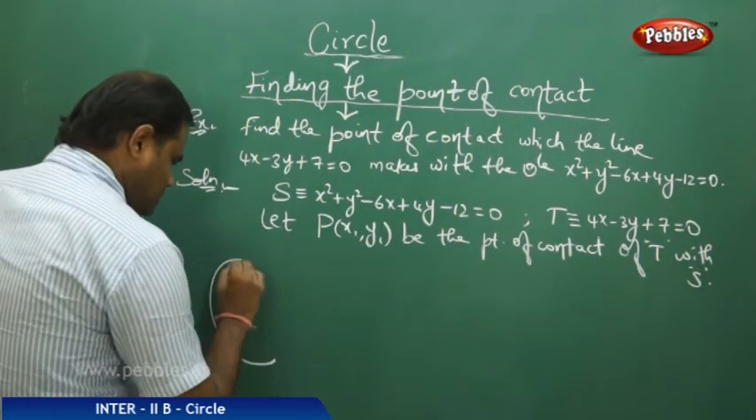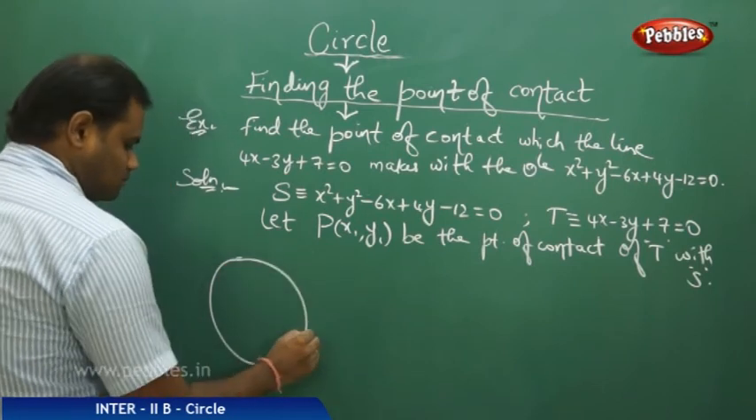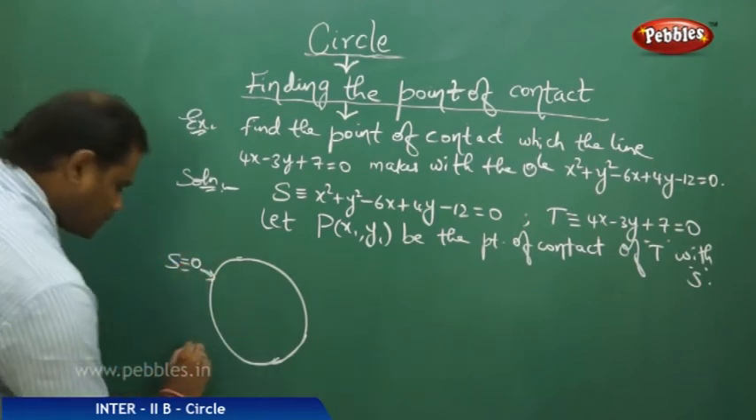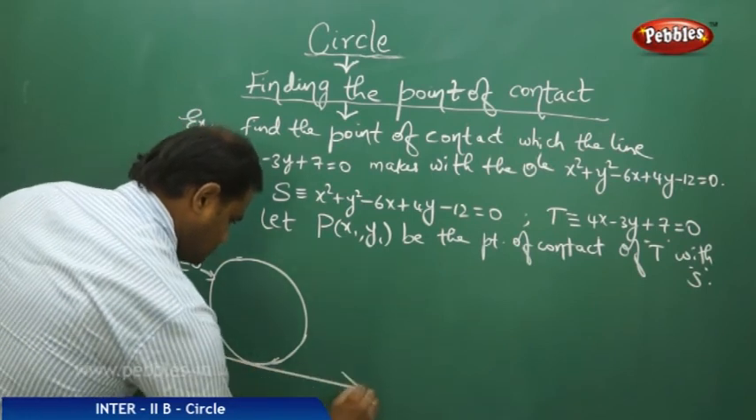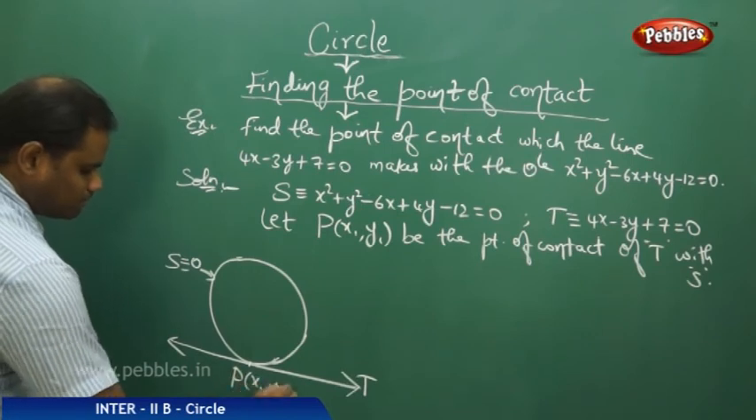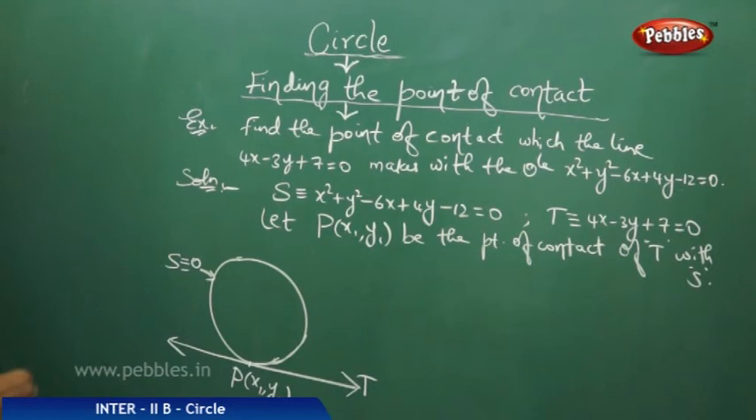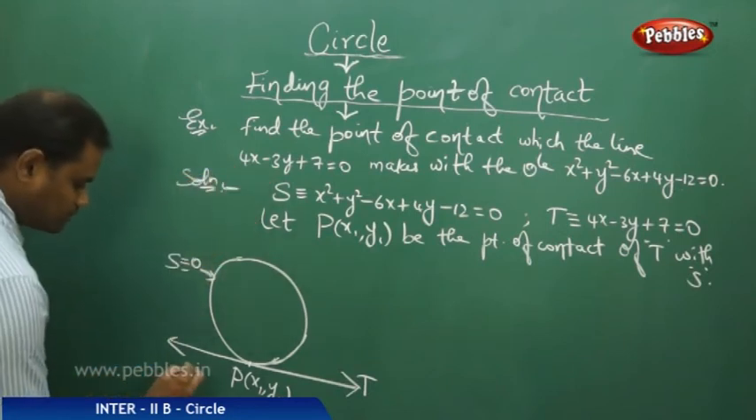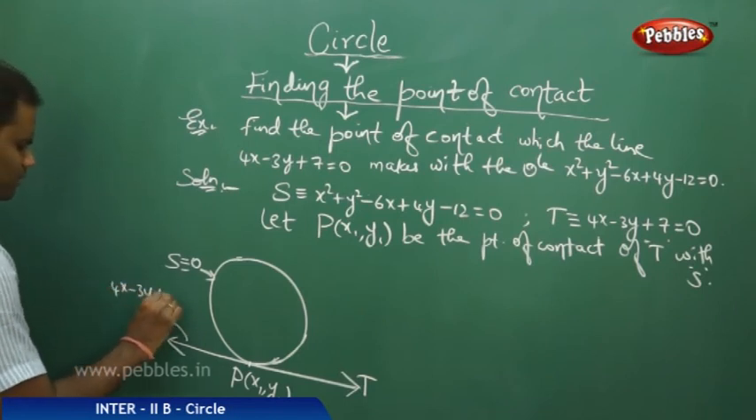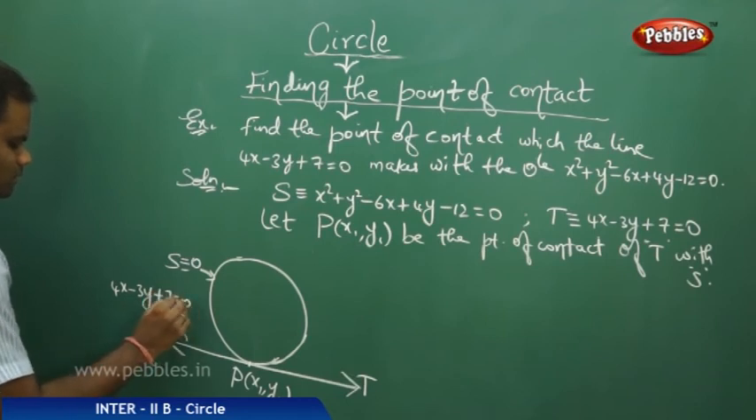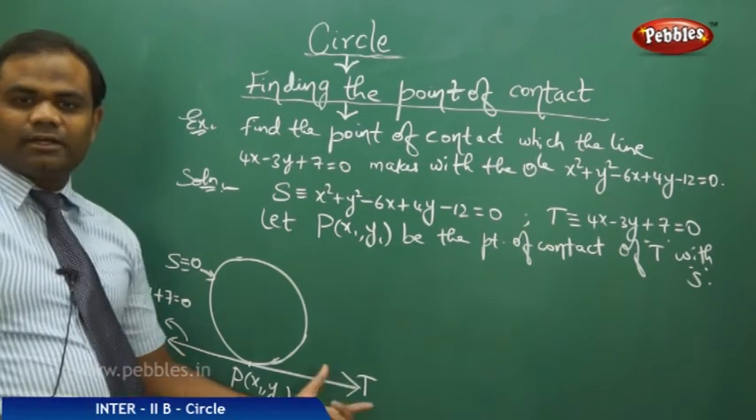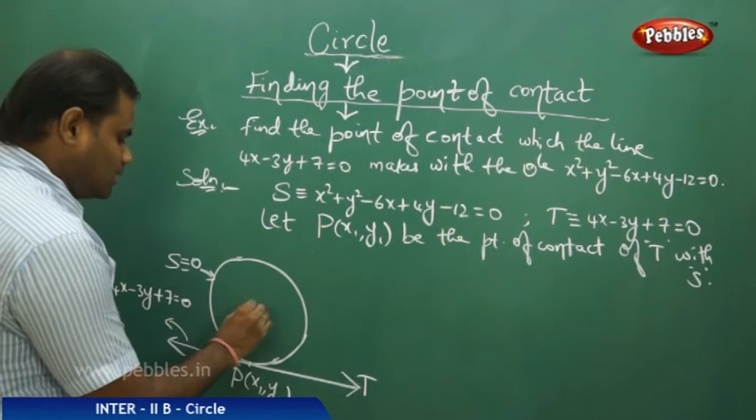Therefore, if I have a circle S equal to 0 and the tangent T at which the point of contact is P x1 y1, the line is already given to be 4x minus 3y plus 7 equal to 0. Therefore, with the line given, now let's find the equation of tangent for this circle S equal to 0.